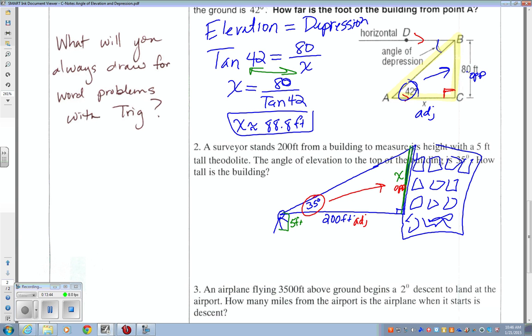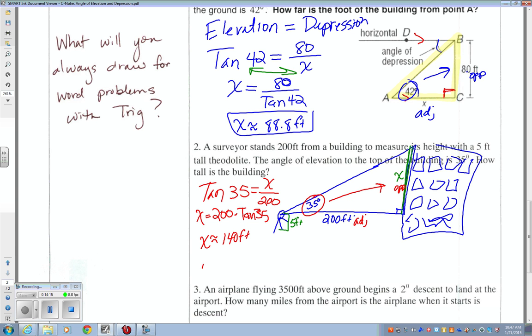So that's tangent. So I have the tangent of 35 degrees equals x over 200. And so x is on the top. So to solve it, I'm just going to do 200 times the tangent of 35. So do that for me. So x is approximately 140.